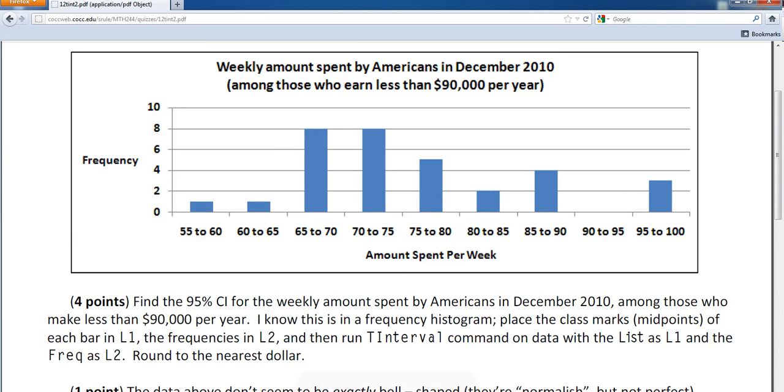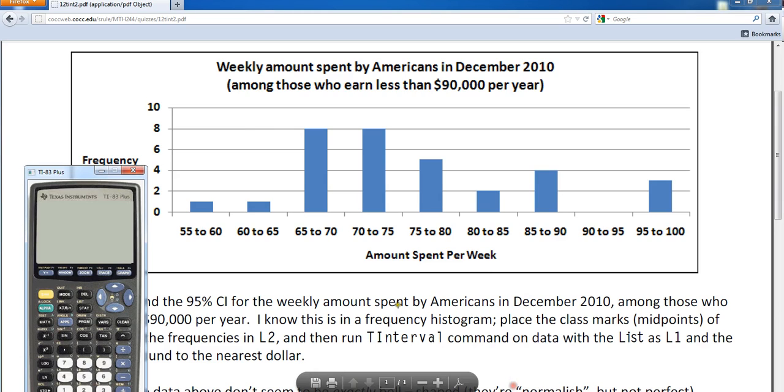Okay, so what we're going to do is we're going to use an old 243 scale. We're going to fire up our TIs. We're going to get our stat editor out. Looks like I got some stuff in here. We're going to clear out. We're going to need two lists. I'll go ahead and clear 3 of them so you're not distracted.